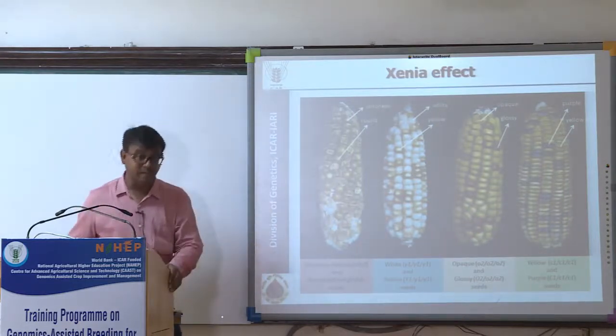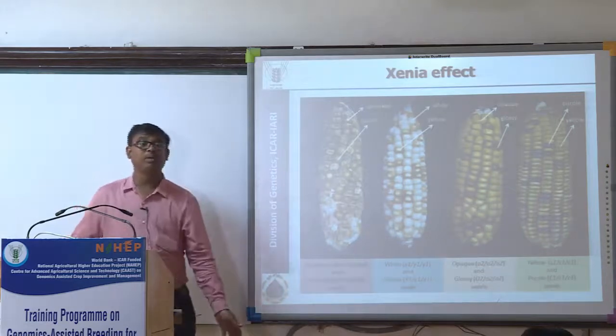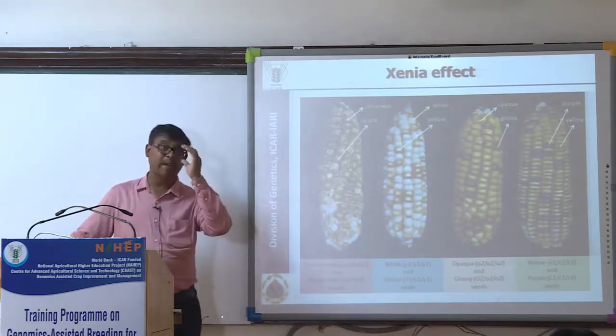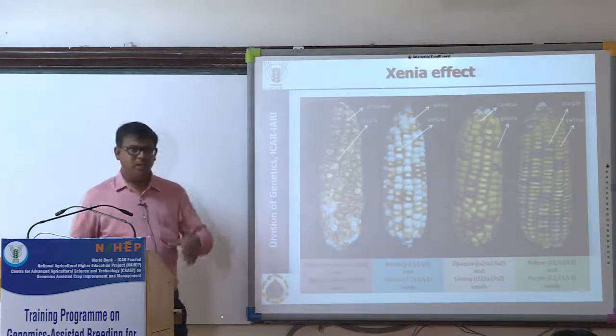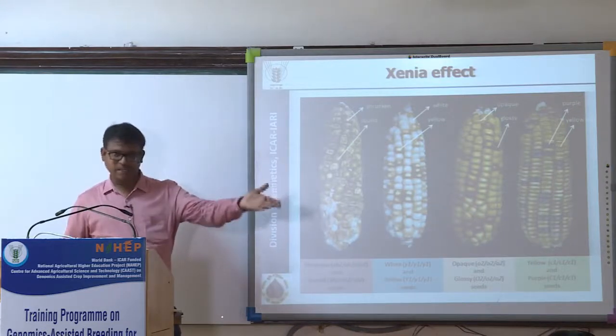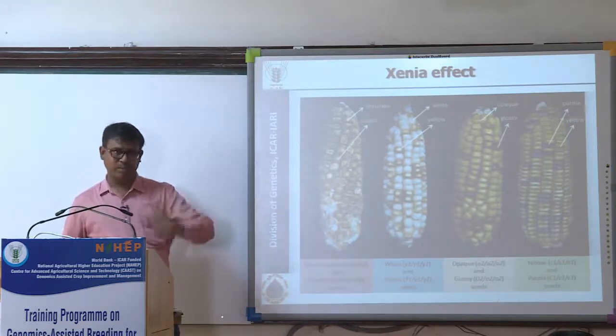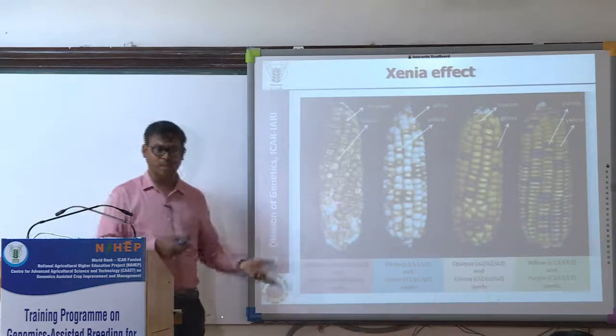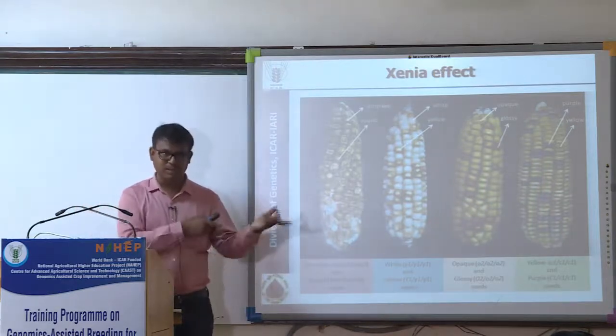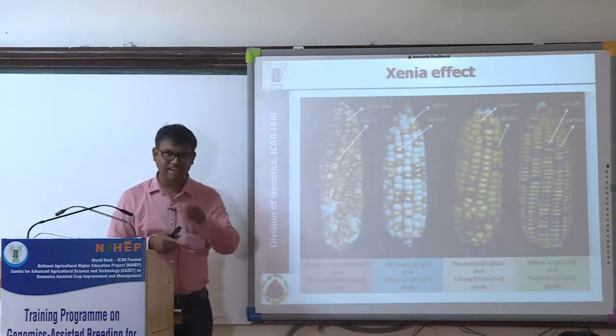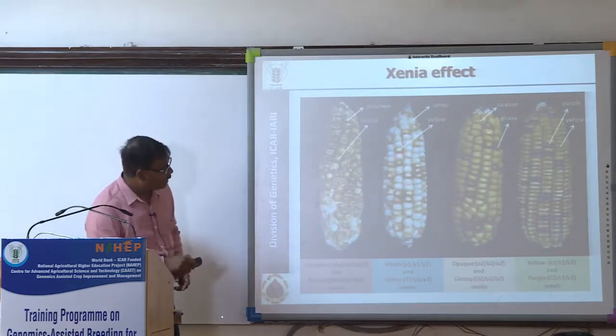Suppose you have developed a white hybrid and you are growing white parental lines for maintenance. Your friend, at the beside field, has grown yellow maize. So what will happen? You can stop him or her from coming to your field, but you cannot stop the pollen, right? So pollen will come. Now look at here, in the white background, there are yellow grains.